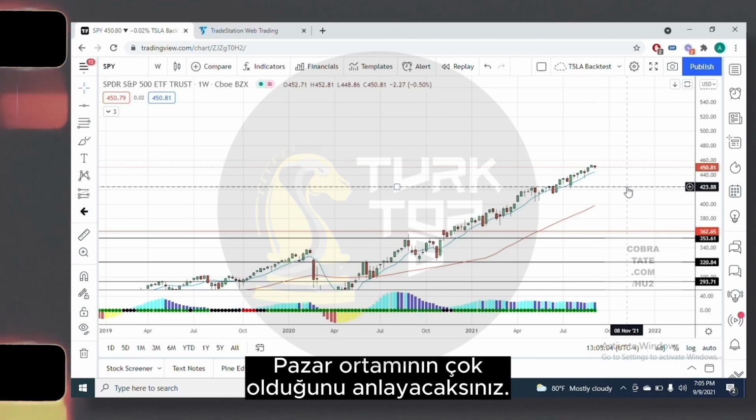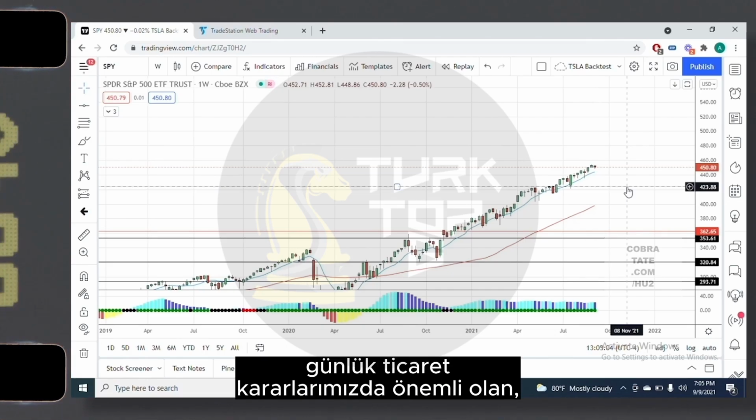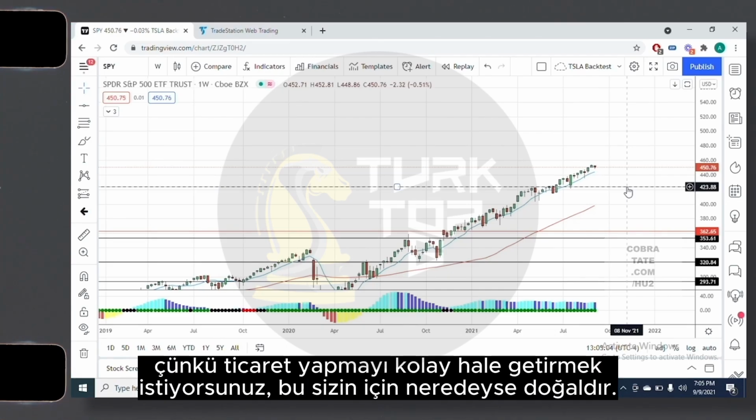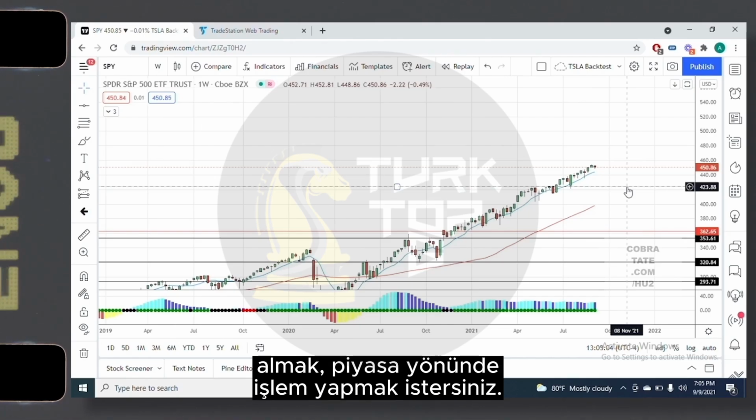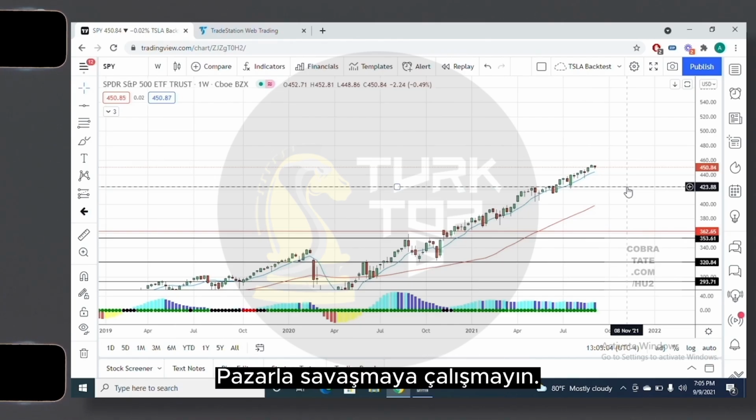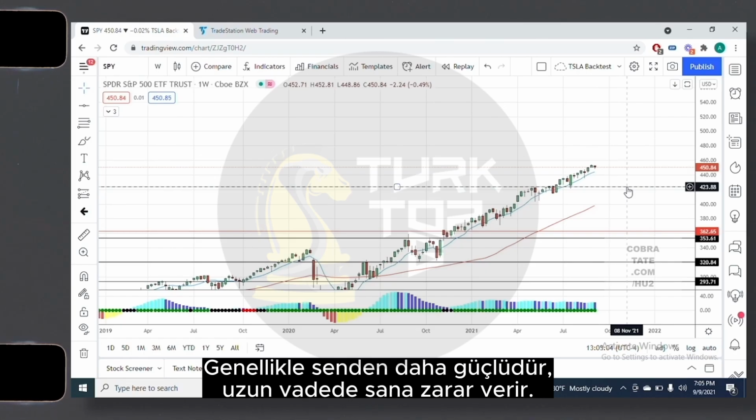You will understand the market environment is very important in our day-to-day trading decisions, because you want to make trading easy, almost second nature to you, in which case you want to make decisions that come naturally. Take trades in the direction of the market. Don't try to fight the market. It is usually stronger than you. Over the long run, it will hurt you.